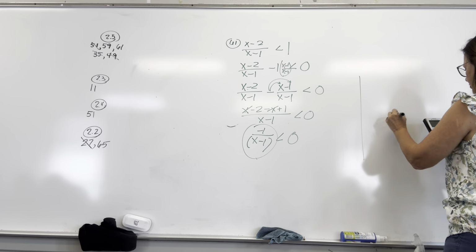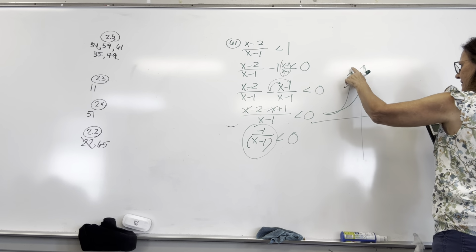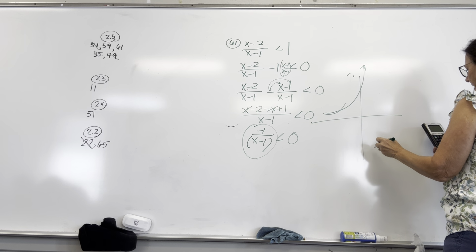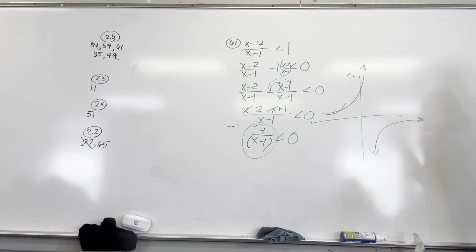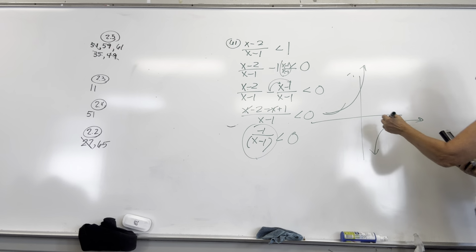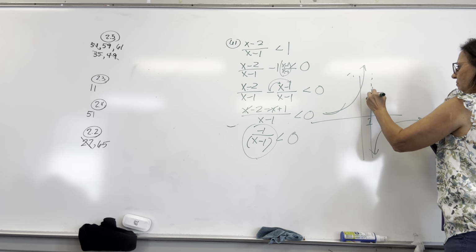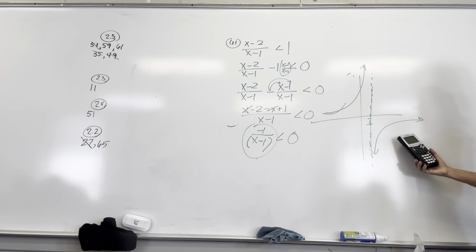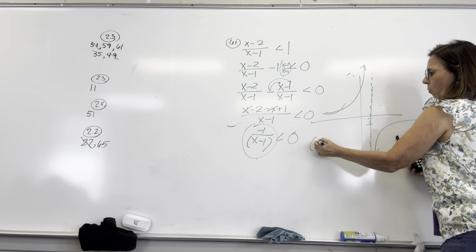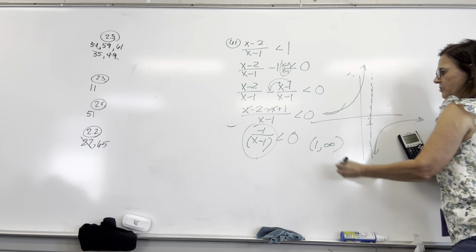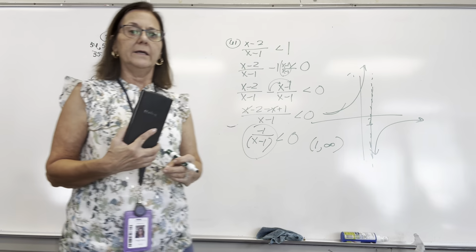Okay, so here's what you should have. Something like this. Actually, it goes more like this. And then something like this. Alright? It cannot equal 1. At 1, there's what's called an asymptote. So it's only below the x-axis from 1 to infinity. So that's your solution. From 1 to infinity.